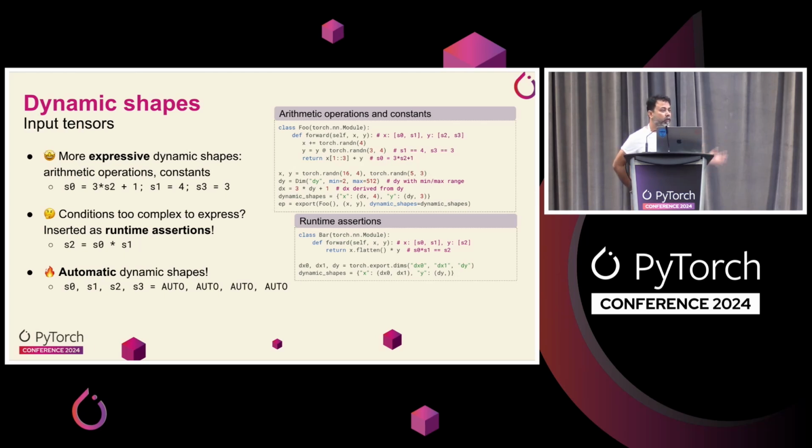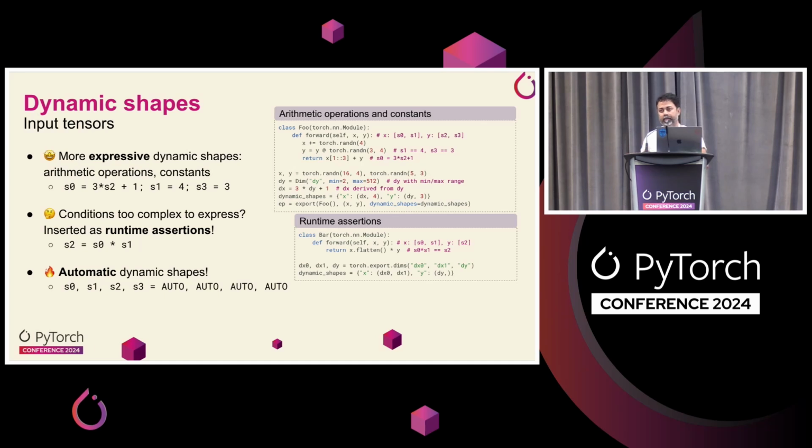But sometimes we encounter models where the conditions get arbitrarily complicated. And we do not necessarily want to bother you with these conditions. So we have this mechanism where if some condition is too complicated, we will just turn them into runtime assertions and not bother you. But if we can do that, then why stop there? Right? So there is some scope for automation here. So we are experimenting with this new feature called automatic dynamic shapes, where we will automatically infer the conditions that your shapes must satisfy for your code to be correct and insert them as runtime assertions.